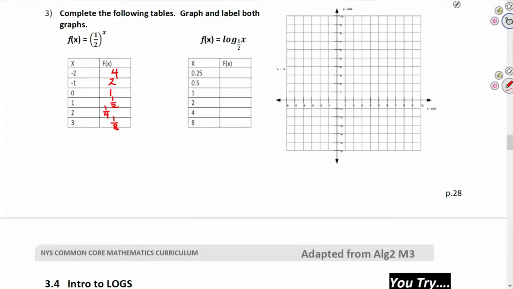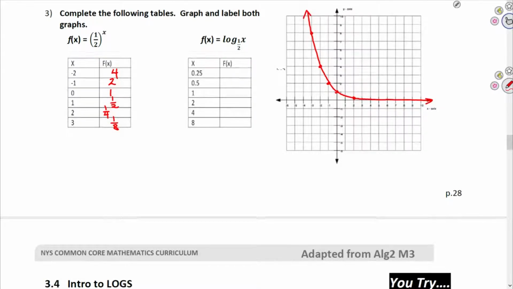If I go over here, I have negative 2 is at 4, and I have negative 1 is at 2, and at 0 I have 1, and 1 is 1/2, and 2 is 1/4. It gets really hard when it gets really small. 3 is 1/8, and so I get this function. And it didn't ask me, but I would know at negative 3 I'm at 8, just to finish that off there. So I have this exponential decay function right there. We've seen that one before, actually.